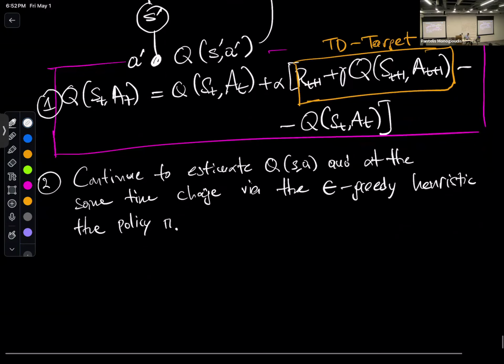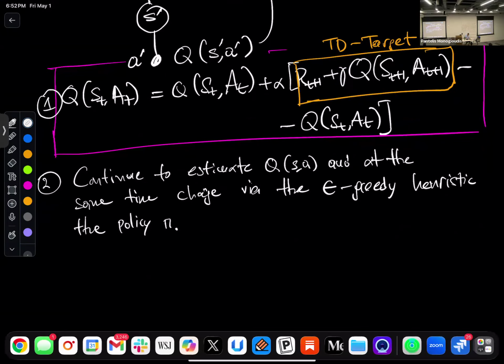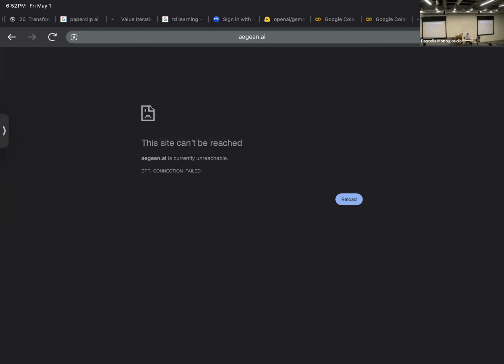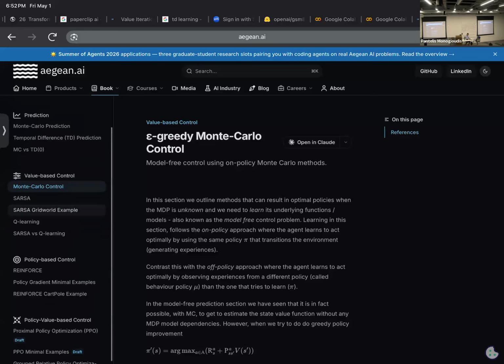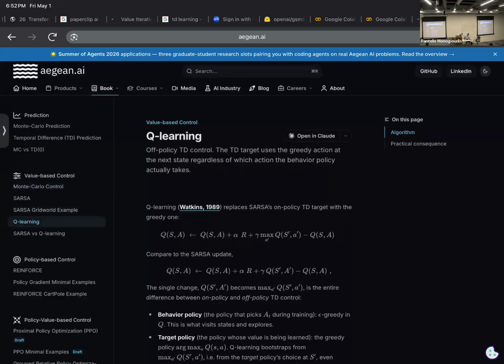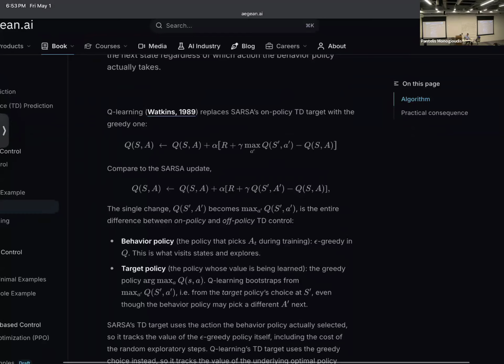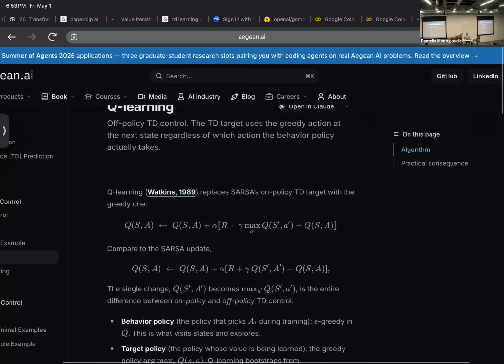I think I have learning, but I want to spend some time from the website on Q-learning. I'm sorry, I don't have handwritten notes for Q-learning, but Q-learning is an algorithm that is actually very similar, but it is actually an off-policy control. It implements the off-policy control.